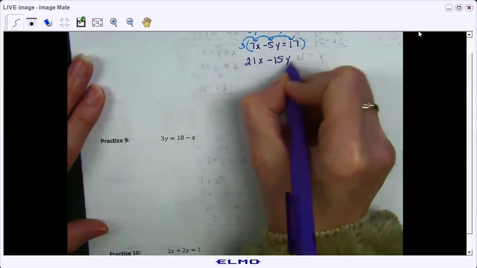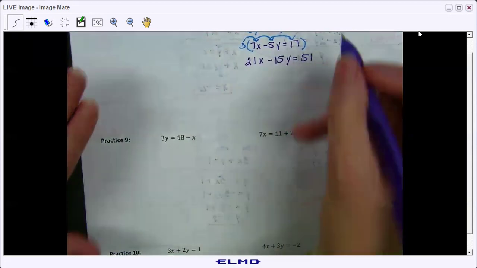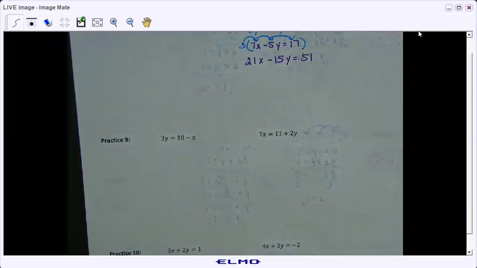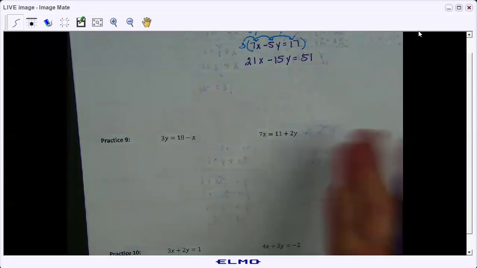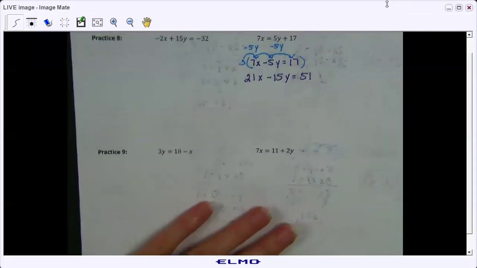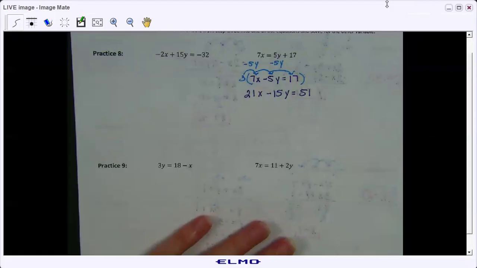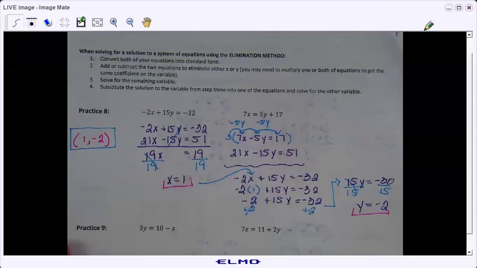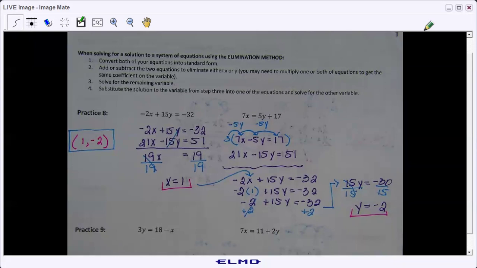And when we do that, we now have the variable term of y as a positive 15 and a negative 15, and we can eliminate those. So I want you to go ahead and finish working on this, you and your partner, and then we will come back and check it. Okay. So I'm going to pause the video and come back with the answer. Okay, here is practice 8. Any questions?